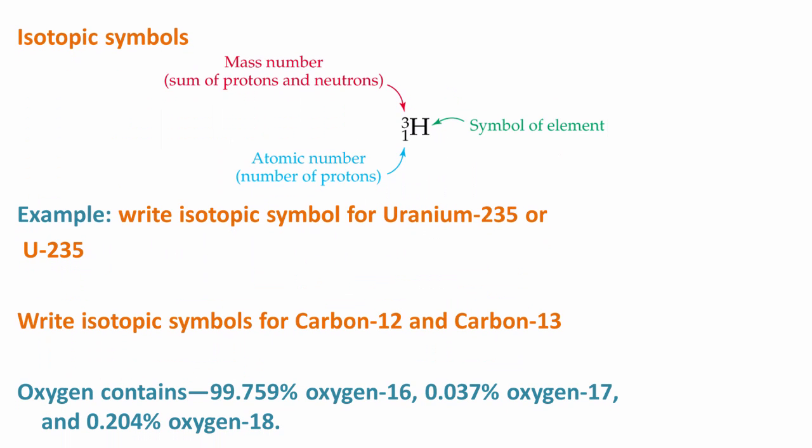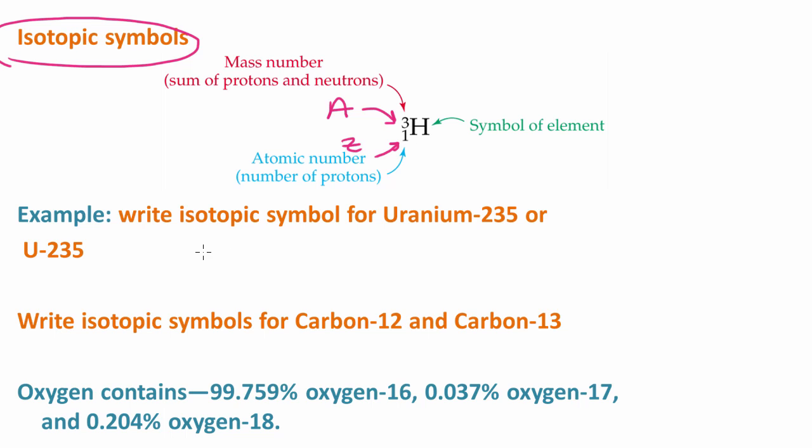Before we go any further than that, let's go ahead and take a look at isotopic symbols. So this here is the isotopic symbol for tritium. Okay? So we write the element symbol, and then the superscript in the upper left-hand side is the mass number, so that is A. And then the atomic number, Z, is in the lower left-hand corner. So this is an isotopic symbol.